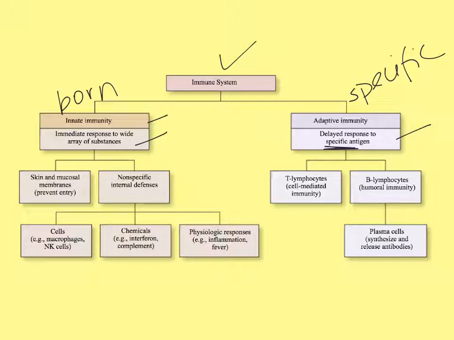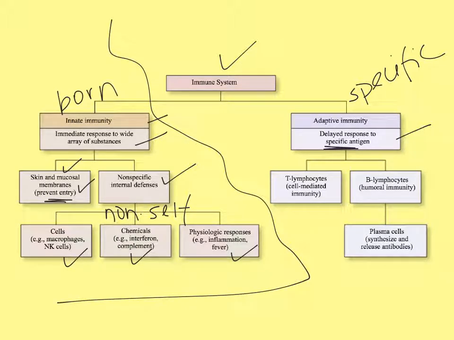Innate is things like the skin and the mucous membranes. They prevent things from getting in. That's straightforward, that's easy. Then we have non-specific internal defenses. These are things that just kill things that are non-self, things that look foreign. So we have macrophages and natural killer cells. We have chemicals such as interferon and complement proteins. And then we have physiological responses like inflammation and fever. We'll talk about these in this set of notes, and then in the next set, we'll talk about the others.